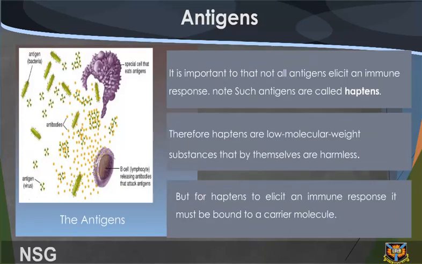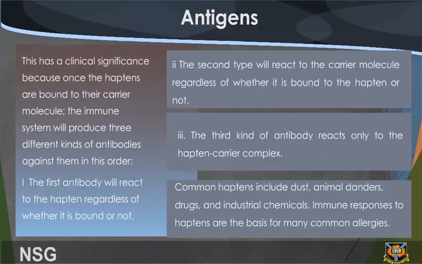It is important to note that not all antigens elicit an immune response. Such antigens are called haptens. Haptens are low molecular weight substances that by themselves are harmless. But for a hapten to elicit an immune response, it must be bound to a carrier molecule. This has a clinical significance because once the haptens are bound to their carrier molecule, the immune system will produce 3 different kinds of antibodies against them in this order.